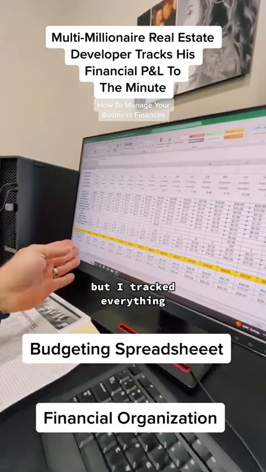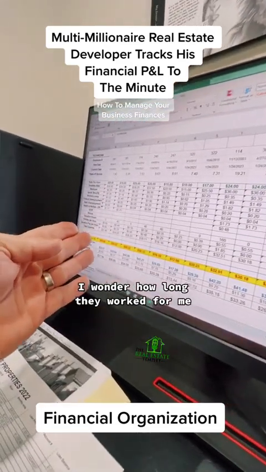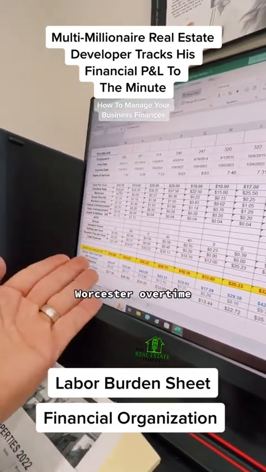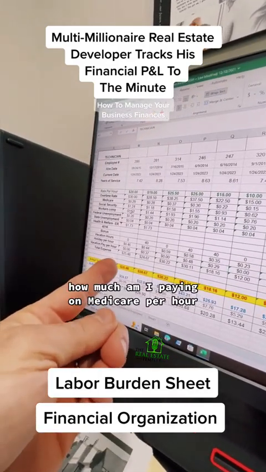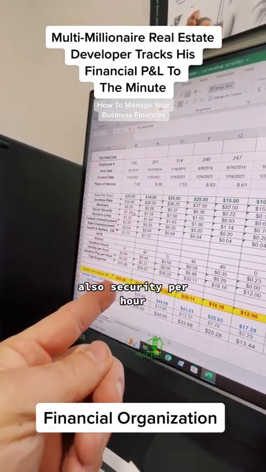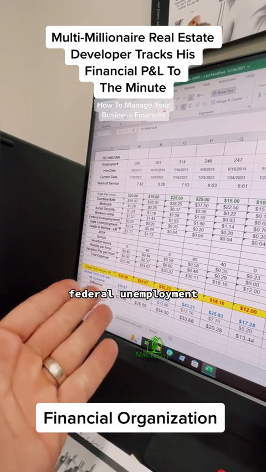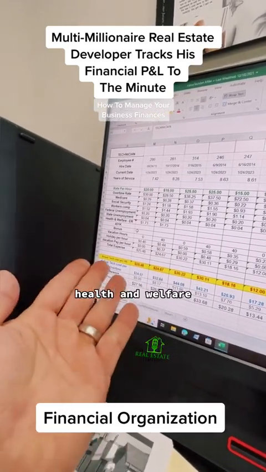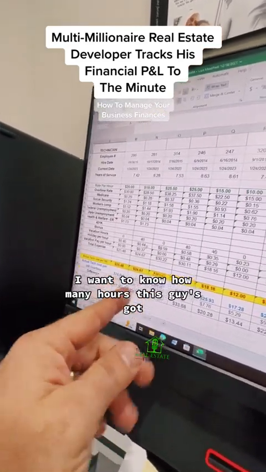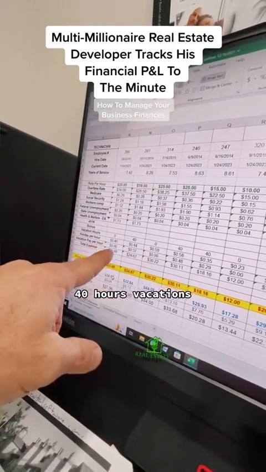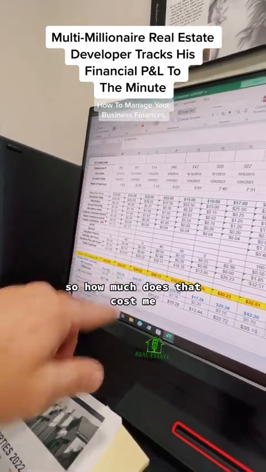But I track everything. I want to know how long they worked for me. I want to know what that hourly pay is, what their overtime is, how much I'm paying on Medicare per hour, how much I'm paying on Social Security per hour, workers' comp, federal unemployment, state unemployment, health and welfare. I want to know how many hours. This guy's got 40 hours of vacation. This one right here didn't have any vacation. So how much does that cost me?